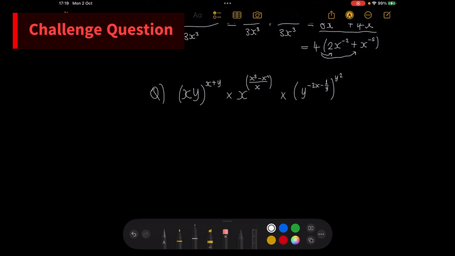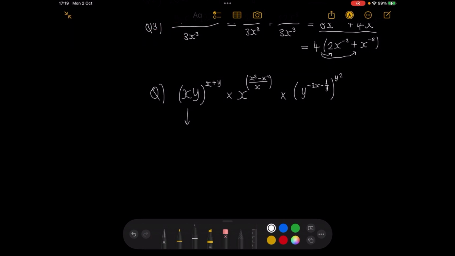So using rule number 4 for this first term, we know that this is equal to x to the x plus y times y to the x plus y. So obviously you have a bit more of a complicated exponent here, but we can distribute it just the same. For example, if you set n equal to x plus y.